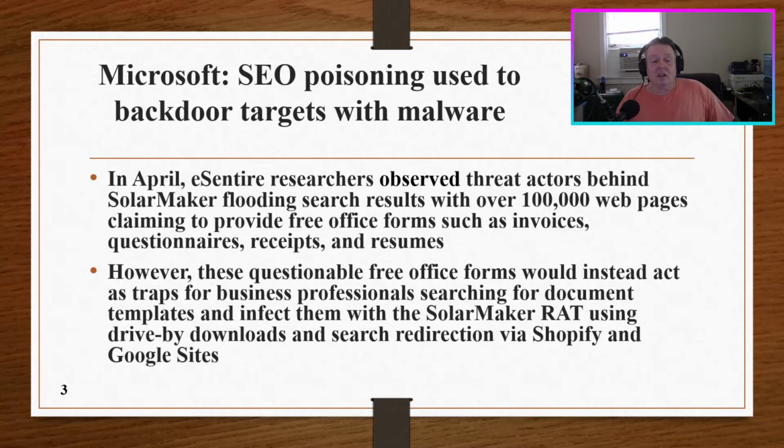In April, eSentire researchers observed threat actors behind SolarMarker flooding search results with over 100,000 web pages claiming to provide free office forms such as invoices, questionnaires, receipts, and resumes. However, these questionable free office forms would instead act as traps for business professionals searching for document templates, infecting them with the SolarMarker RAT using drive-by downloads and search redirection via Shopify and Google Sites.